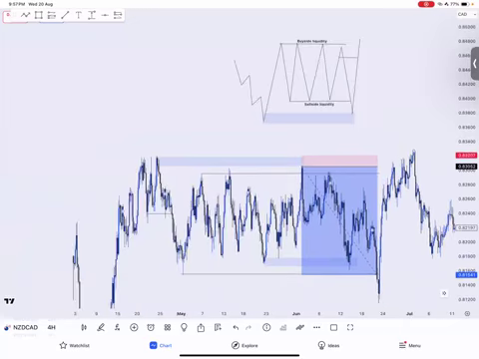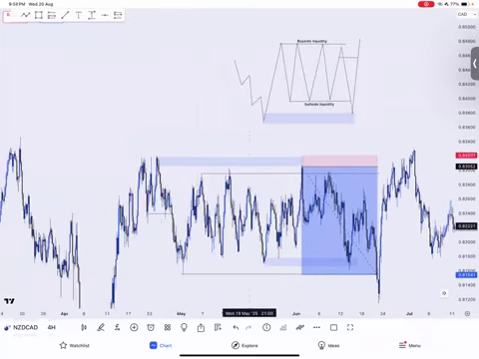So for this analysis we have here, market gave us a structure shift, inducement, then it started ranging.